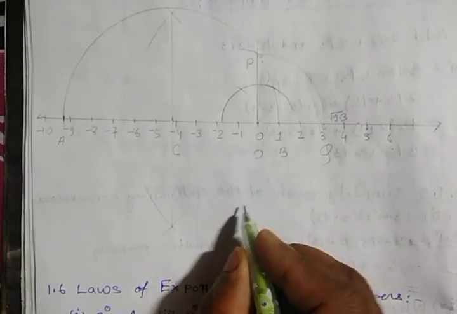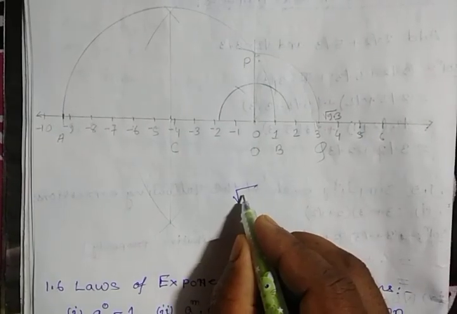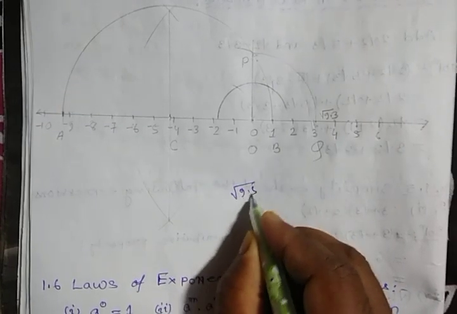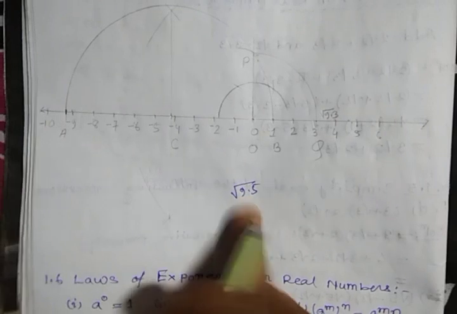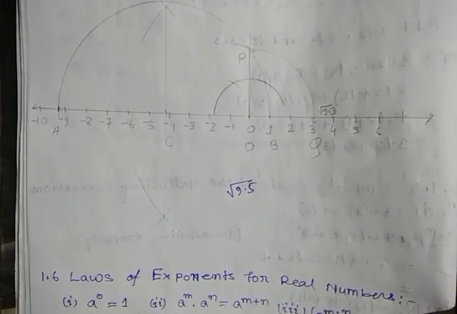So your homework will be, suppose, root over 9.5. Represent root over 9.5 on the number line. So this is your homework.